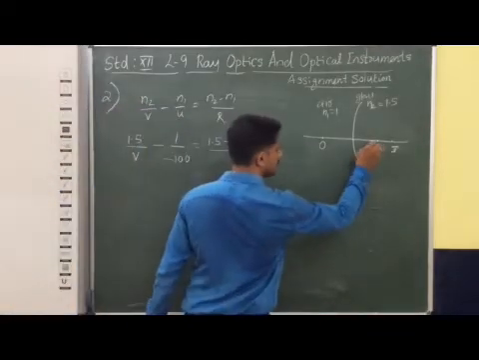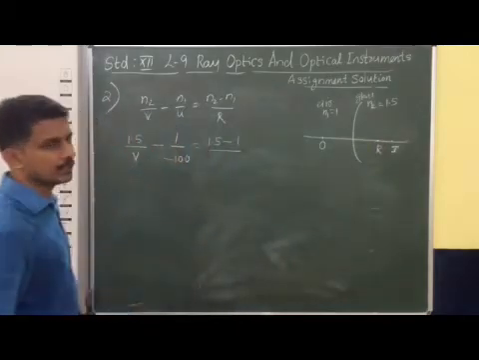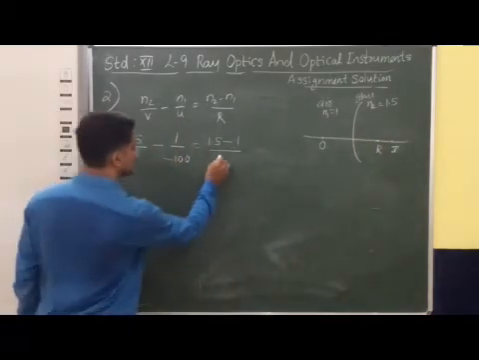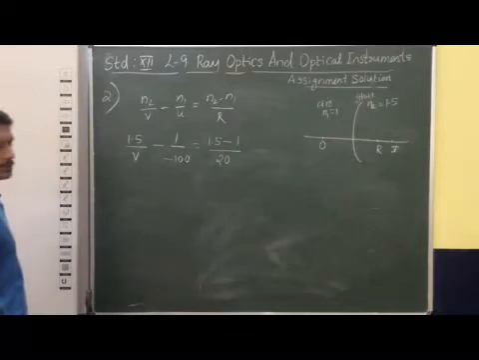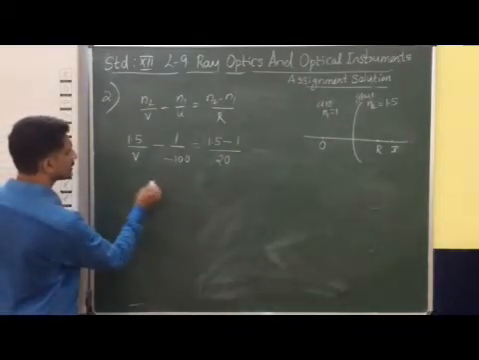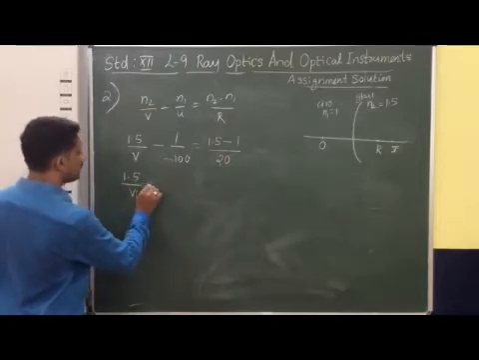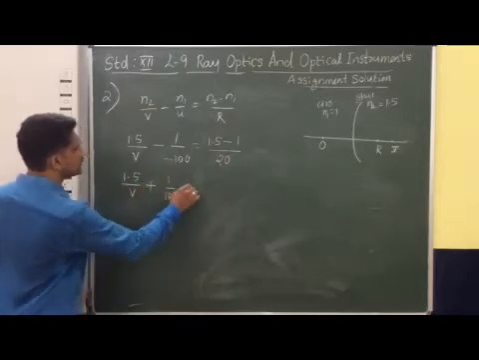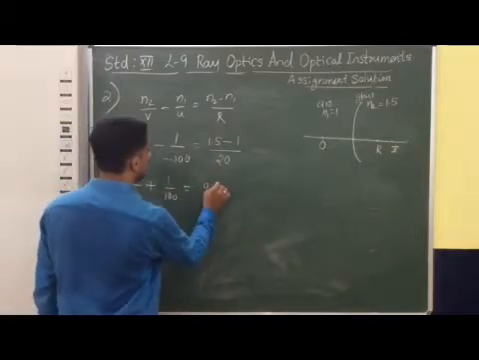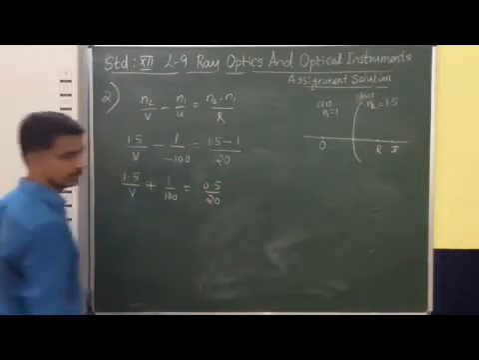The radius of curvature is in this case on the right side. For a curved surface we consider that as plus 20. So we have to consider this one. Now we can simplify this. That means 1.5 divided by V plus 1 by 100 is equal to 0.5 divided by 20.